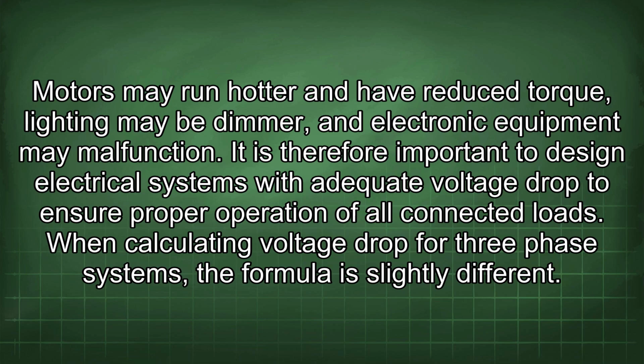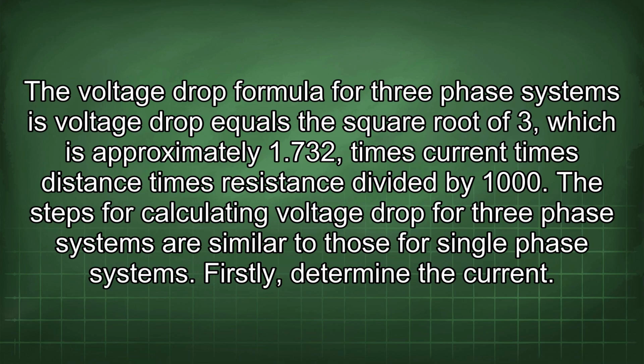When calculating voltage drop for three-phase systems, the formula is slightly different. The voltage drop formula for three-phase systems is voltage drop equals the square root of 3, which is approximately 1.732, times current times distance times resistance divided by 1000. The steps for calculating voltage drop for three-phase systems are similar to those for single-phase systems.